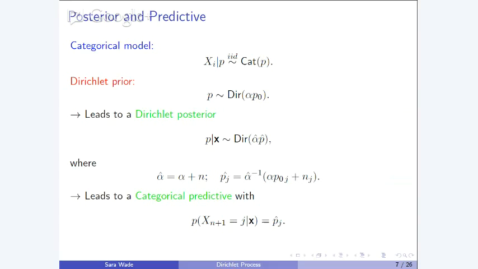Again, we can re-parameterize in terms of the total mass, or the precision parameter. So we see that precision is increased by n, our sample size. So we are more confident in our updated mean. And our mean parameter here, well, we can also consider that. The updated mean parameter is just a mixture between our prior guess and our maximum likelihood guess.